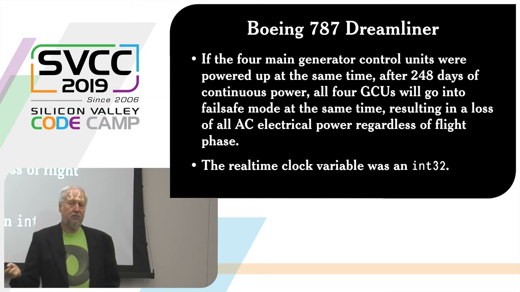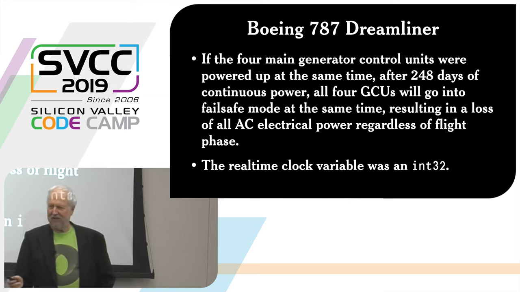Now, had that programmer picked an int64 to represent the real time, you could go like 3 billion years before this is a problem. And I think that's probably okay. I think life on this planet will be extinct long before we get to that point, so it's okay. But if we're still around, and I hope we are, then someone just has to remember to turn it off and on. It will be all right.